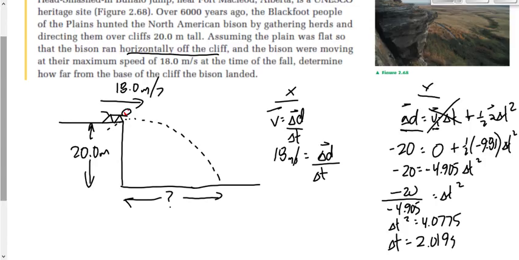Now I have an extra given. Where do you think I'm going to use that time? Am I going to use it? Rachel, where am I going to use it? Look, the time that it stays in the air vertically is the same as the time that it stays in the air horizontally. So now I want to sub that in there. Say 18 is equal to delta D over 2.019. And then I take the 2.019 out by multiplying. 2.019 times 18 gives me 36.